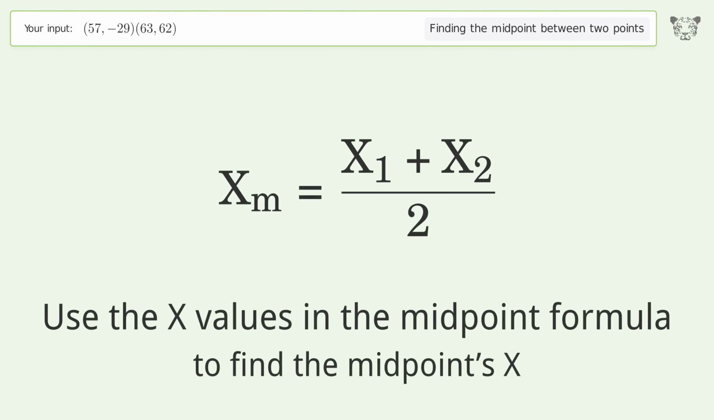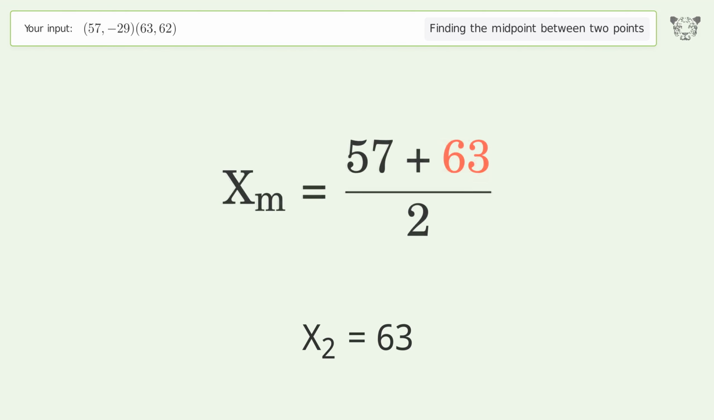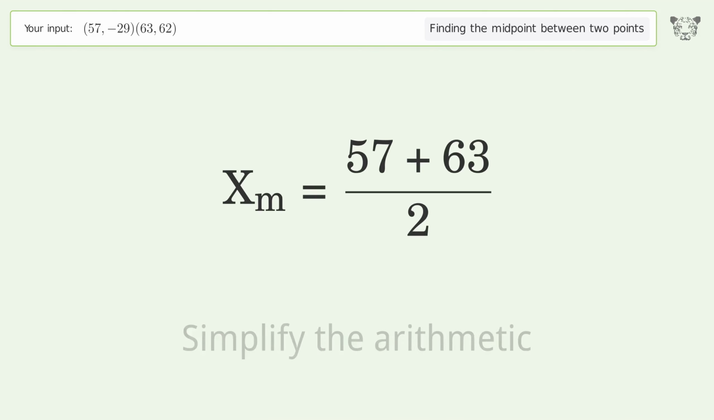Use the x values in the midpoint formula to find the midpoint's x. x1 equals 57. x2 equals 63. Simplify the arithmetic.